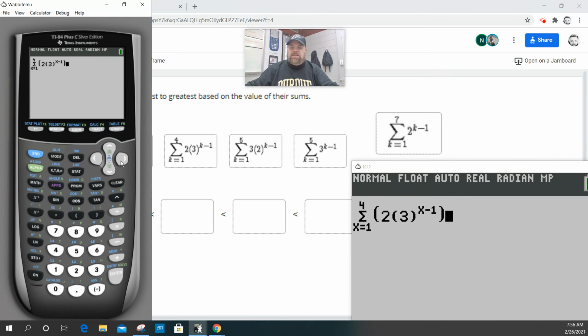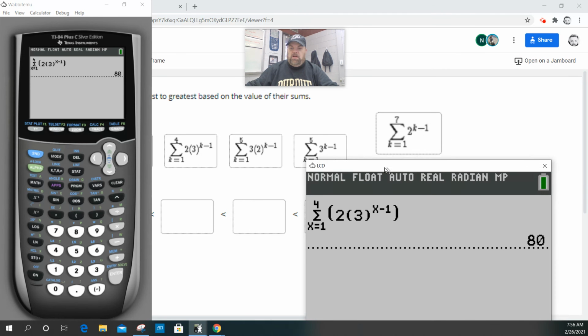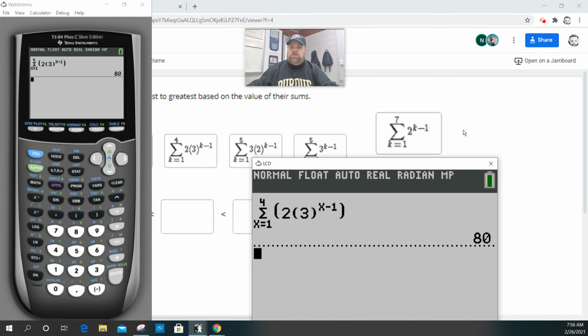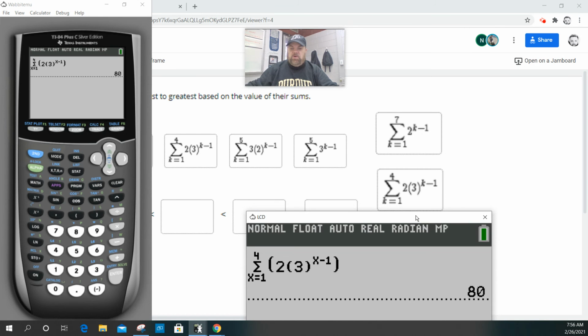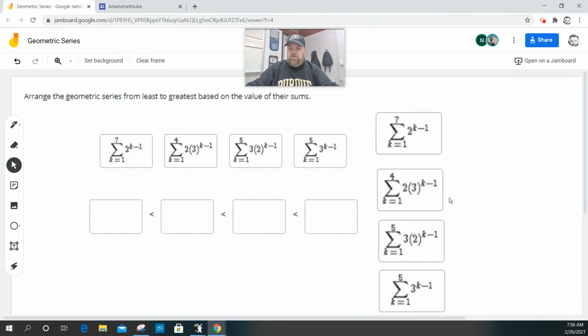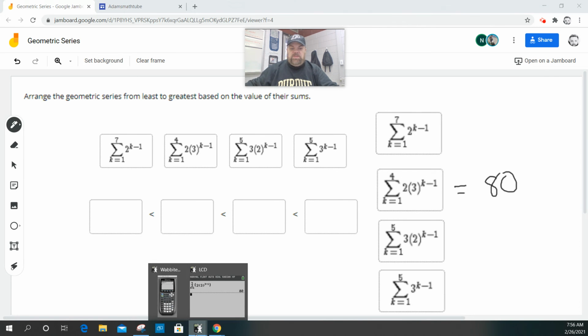So now that I've got that entered in, if I just hit enter, the summation of those 4 terms will equal 80. Oh, I did the second problem. I didn't do the first problem. So this one equals 80. We're just going to repeat that process with all these other ones.